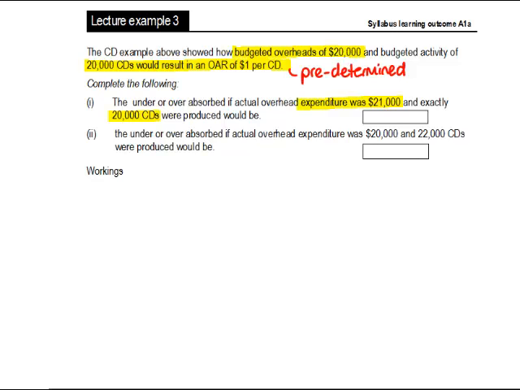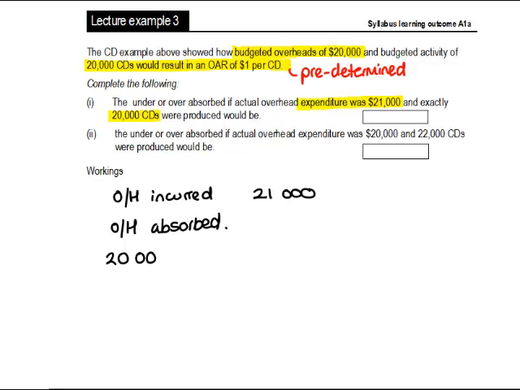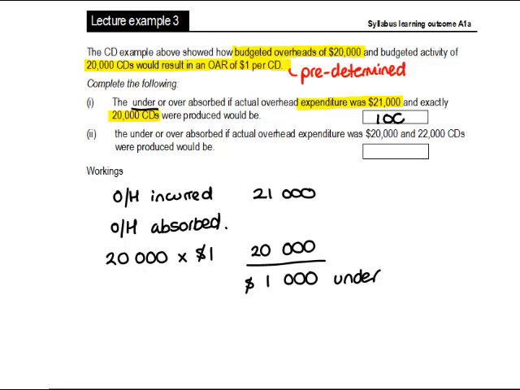So let's work out the over or under absorption. We know that the overhead actually incurred is $21,000. We're going to compare that with the overhead that has been absorbed. For this we need to look at the actual level of activity, which in this case is CDs, multiplied by the predetermined overhead absorption rate of $1, and this gives us $20,000. Because the overhead incurred is more than what we've absorbed, we have under-absorbed by $1,000. And that means we're going to have to take that off our profit figure.